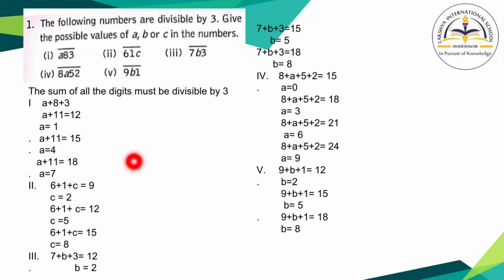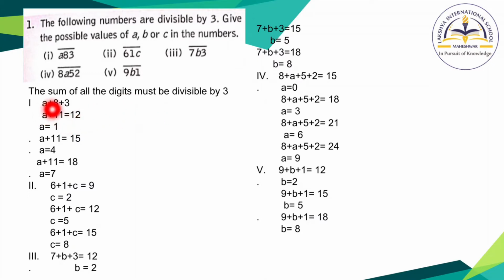Question number 1. The following numbers are divisible by 3. Give the possible value of a, b or c in the number. Now our question is a83. Here we have to find the value of a. The sum of all the digits must be divisible by 3. If the sum of all digits is divisible by 3, then the number will also be divisible by 3.